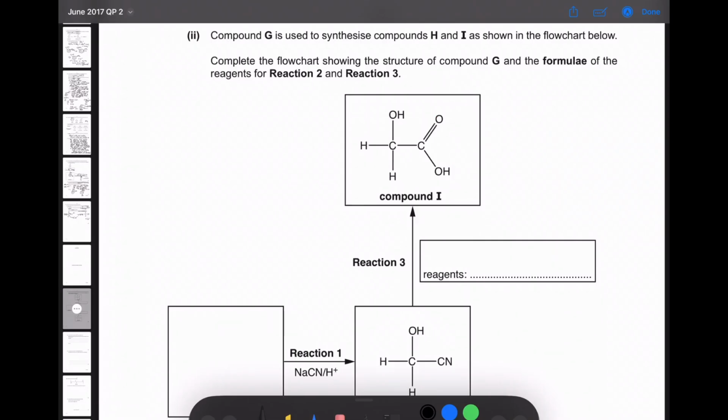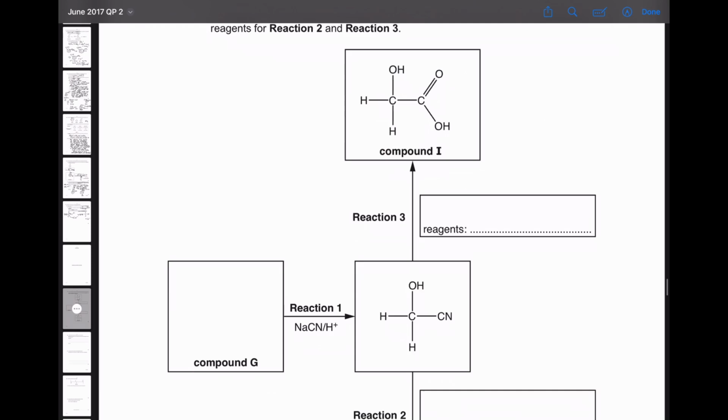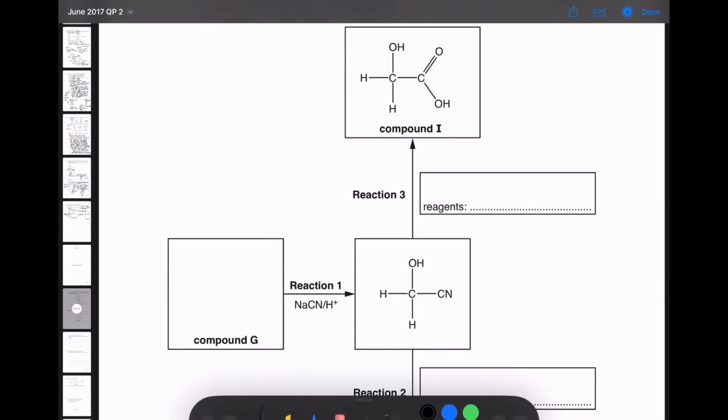Compound G is used to synthesize compounds H and I as shown in the flowchart below. Complete the flowchart showing the structure of compound G and the formula of the reagents for reaction 2 and 3. So if we look at compound I, just scroll so I can see a little better. If we look at the differences between our center molecule and compound I, what's the difference? Well, it's this carboxylic acid group here.